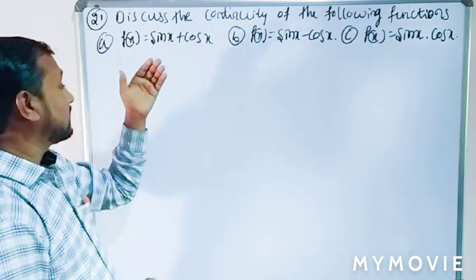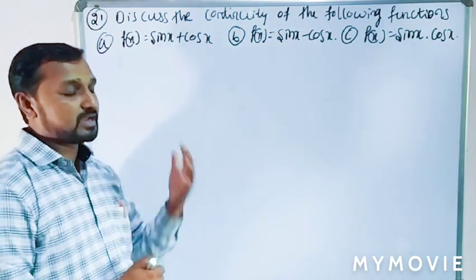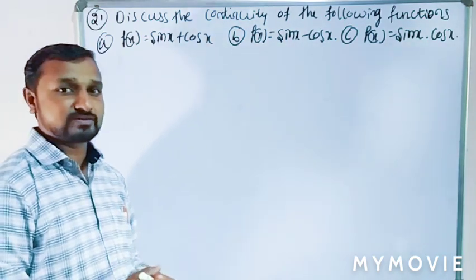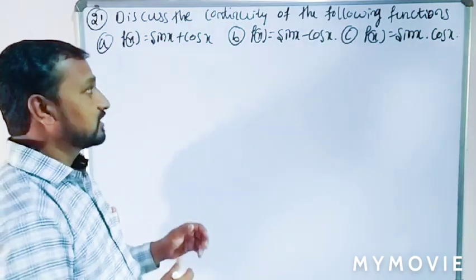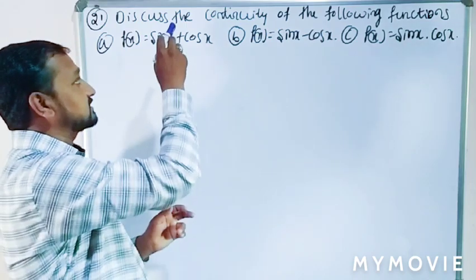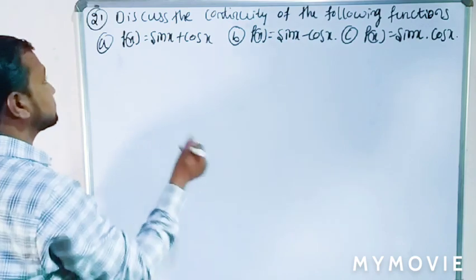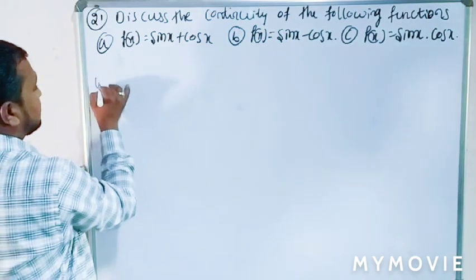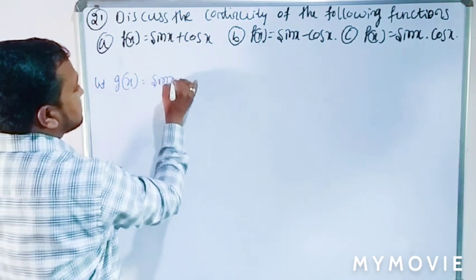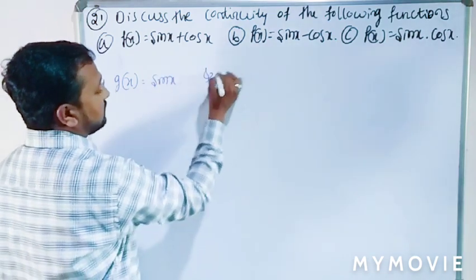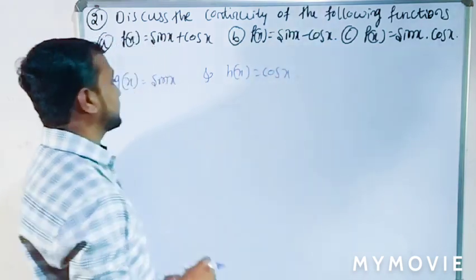Okay, but we need to check that sin x and cos x are continuous functions. So already we know that sin x and cos x are continuous functions, but I can check another way. Okay, another way. So in the previous class we checked the continuity of sin x and cos x by using a graph. Okay, so here see that, let us take g of x equal to sin x and h of x equal to cos x.